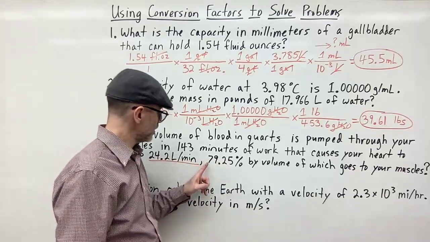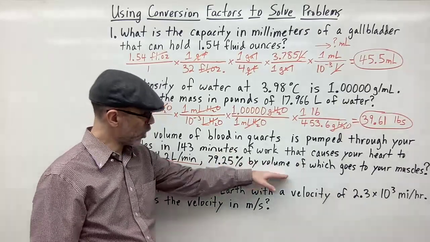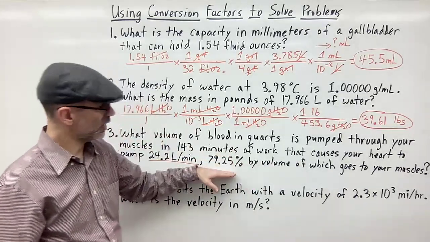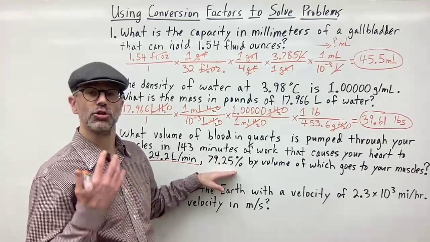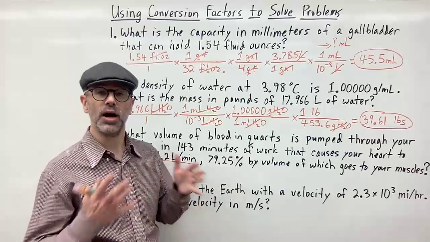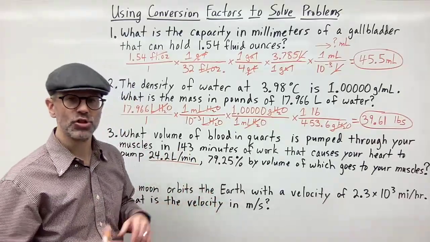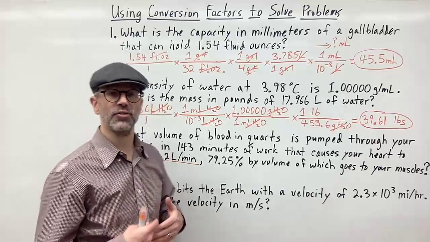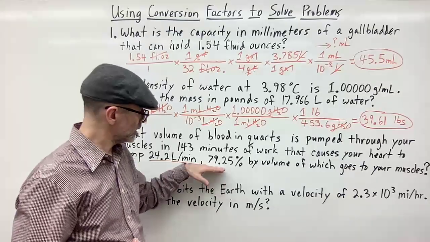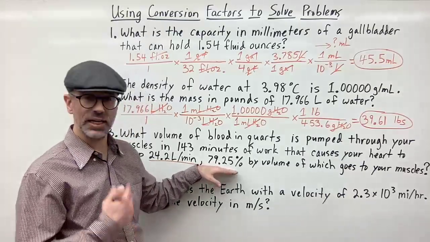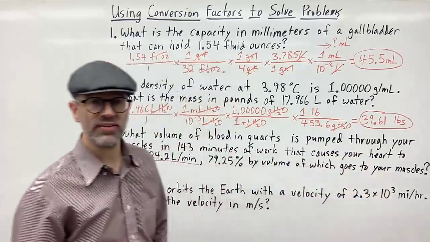So if this is 79.25% by volume, they're telling us the amount of volume of blood that goes to your muscles out of 100 units that go to your heart. So all of the blood is getting pumped through your heart. Well, 79.25% of that blood goes to the muscles. So what does that mean?